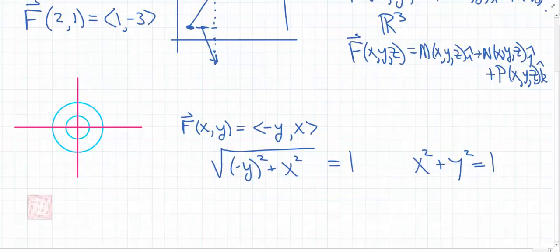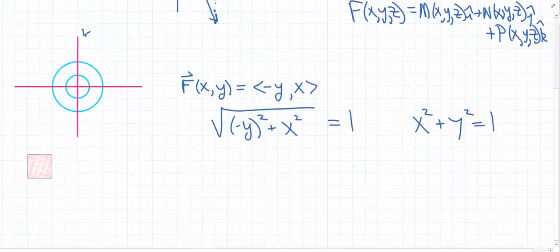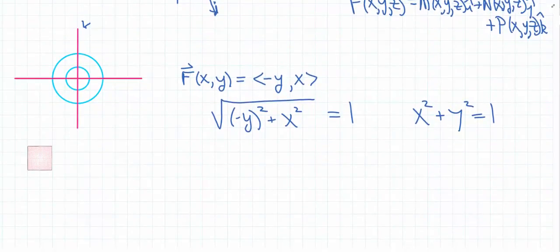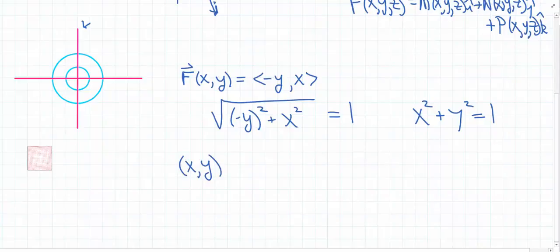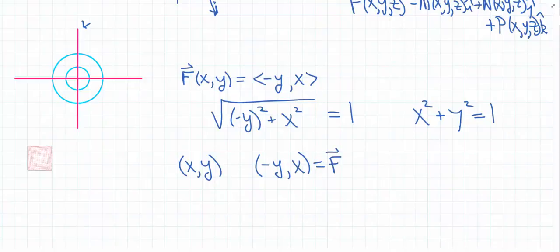Now, what I've done, you'll see this inner blue circle here. That's a circle of radius 1. In other words, I'm going to plot vectors from points that are on that inner circle. I'm just going to pick some of them, and I'll pick easy ones. So here's what I'm going to do. I'm going to take an x, y, and then I want to look at the negative y, x, because that's my vector field, or that's how I evaluate it.